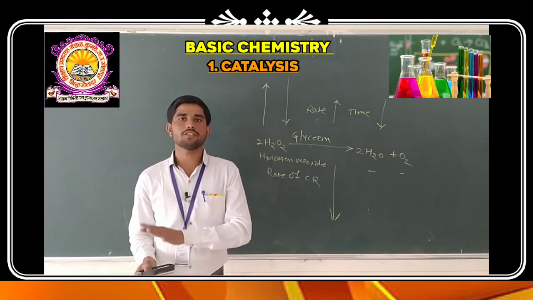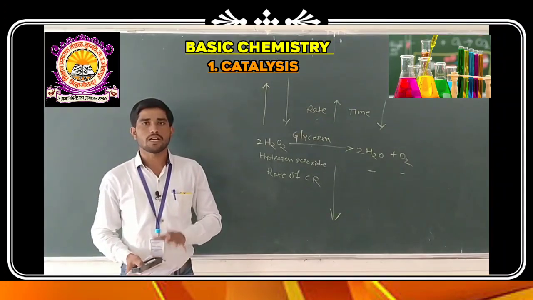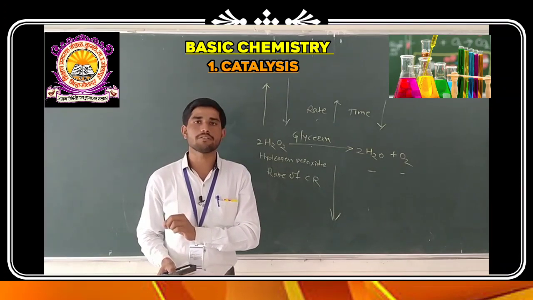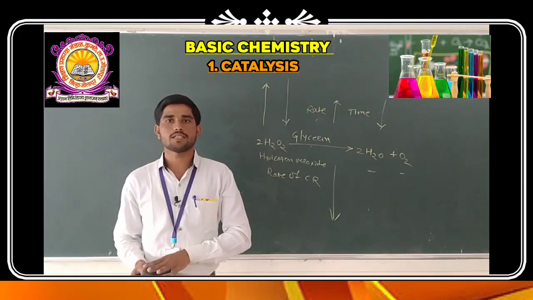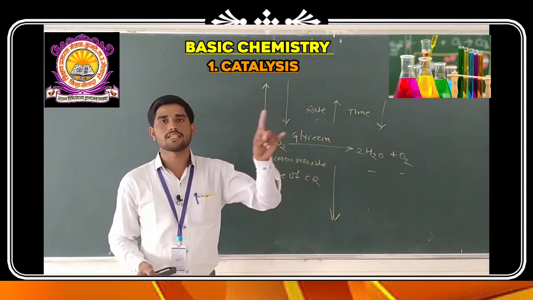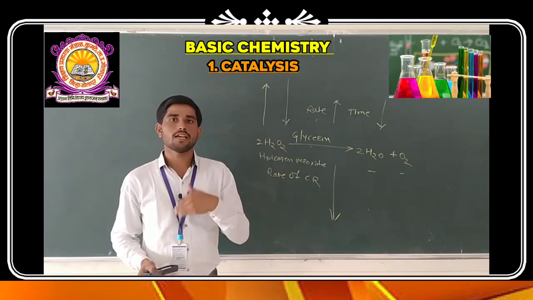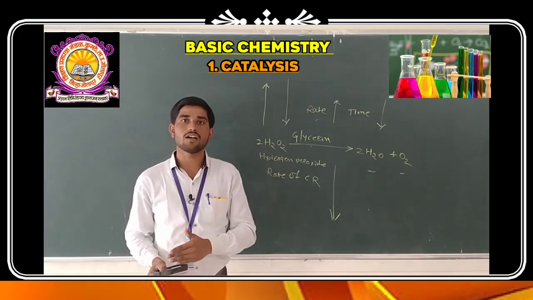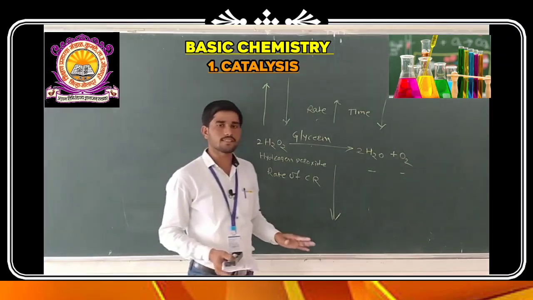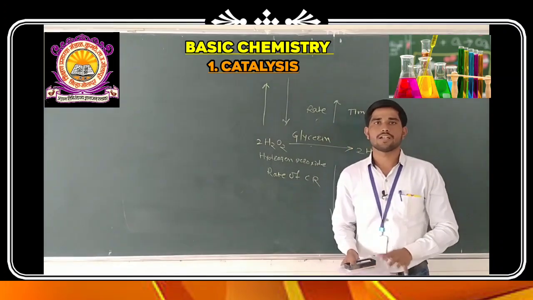It is classified into different types on different bases. Out of that, on the basis of activity of catalyst, it is divided into two different types, and these two types are the first one, positive catalyst, and the second one, negative catalyst. Positive catalyst can accelerate, enhance or increase the rate of chemical reaction, and negative catalyst can retard or decrease the rate of chemical reaction.